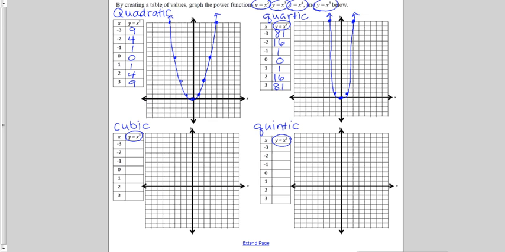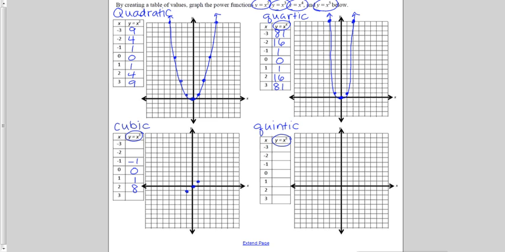Okay, so let's go back to my cubic and my quintic now. If I want to plot y equals x cubed, again, 0 cubed is 0, 1 cubed is 1, so my graph starts out pretty similar. But when I cube a negative, a negative times a negative times a negative is equal to a negative. So rather than make a U shape, this one's going to be going down on the right.